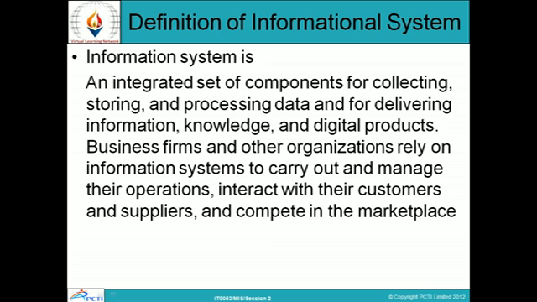Now let us discuss the definition of information system. Information system is basically an integrated set of components for collecting, storing and processing of the data so that the same data can be delivered to impart information, knowledge and digital products. Business firms and other organizations rely on the information system to carry out and manage their operations, interact with their customers and suppliers and complete their cyclic period so that they can compete in the marketplace.